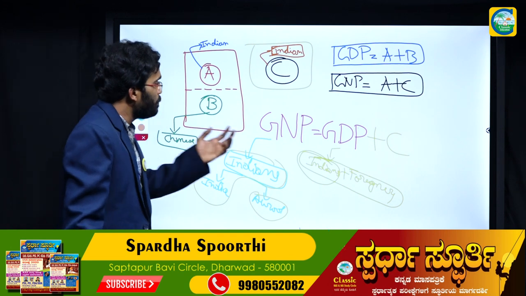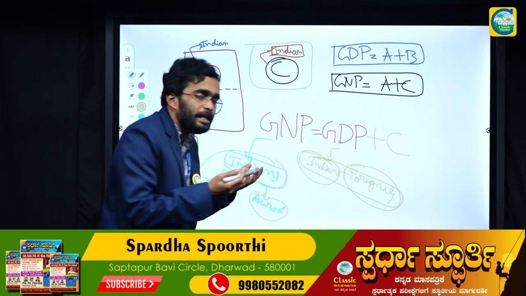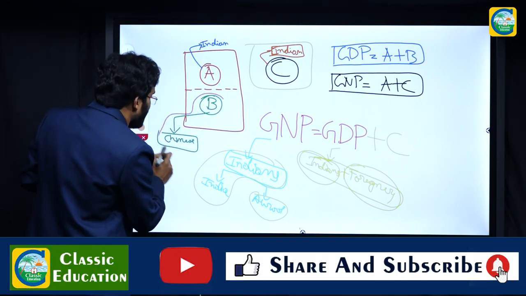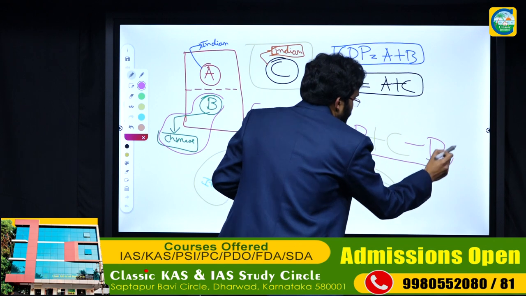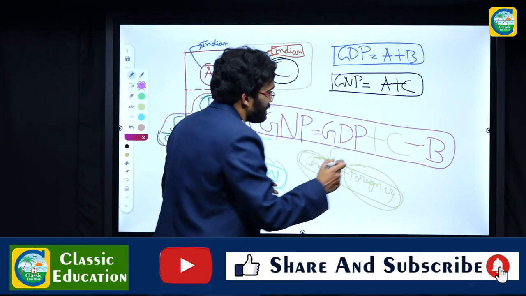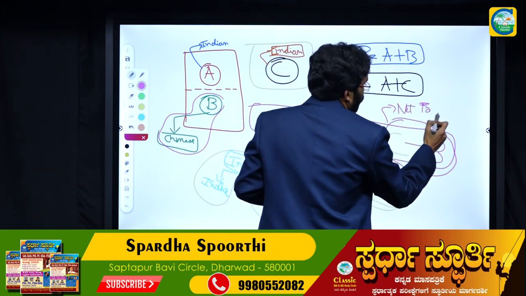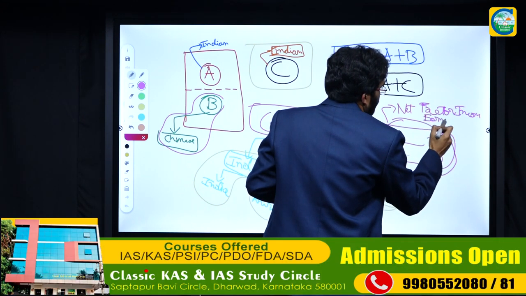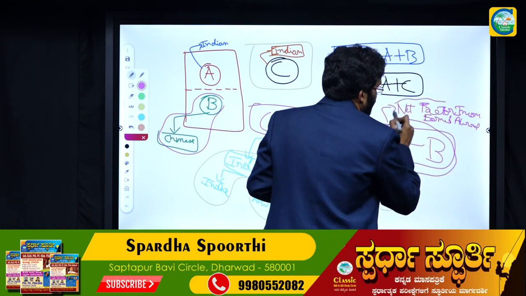Now, what should not be there in GNP? The income earned by foreigners inside India should not be there. So let us minus something. Shall we minus B, that is the income earned by the Chinese national? Let us minus it. Dear students, this is the relationship between GNP and GDP. What is this? This is nothing but net factor income earned abroad.